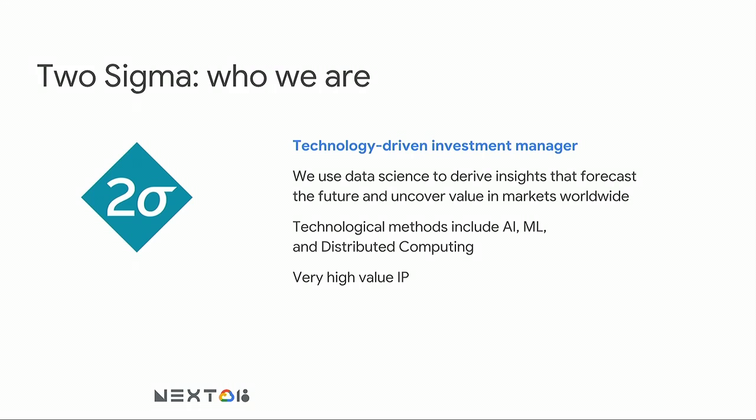So to begin with, what is Two Sigma? We're a technology-driven investment manager that uses data science to derive insights that forecast the future and uncover value in the markets worldwide. And we do so using technologies like AI and ML and a lot, and I repeat, a lot of distributed computing. For this topic, what we want to emphasize is the fact that we have very, very high value IP.